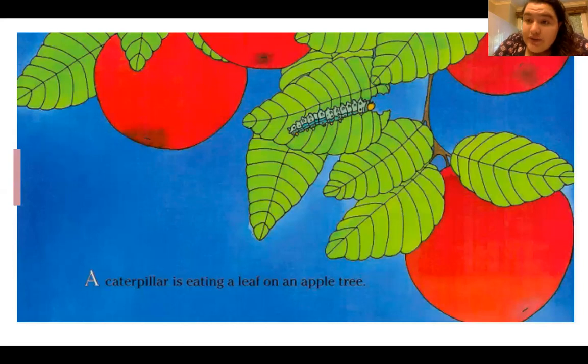So let's keep going. So now we're going to use this story to do the first one together. So first, listen to me read the parts of the story. A caterpillar, this is a caterpillar, is eating a leaf. This is a leaf. On an apple tree. Look, we can see the apples. So we know this is an apple tree.